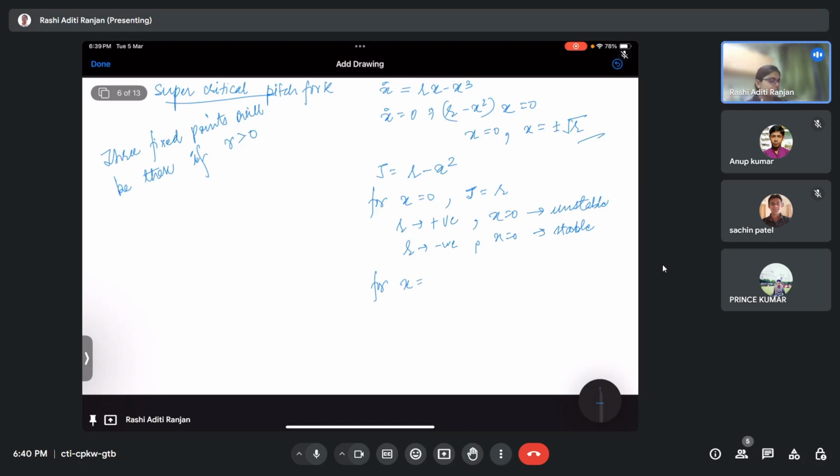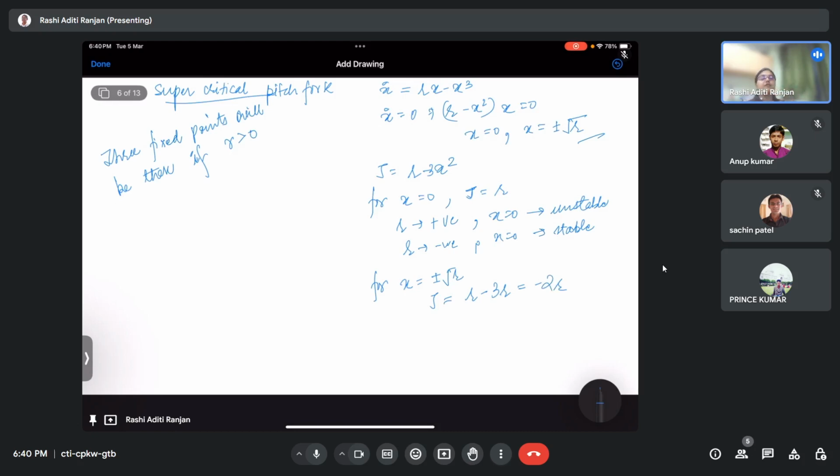Okay, and similarly for x equals, you can consider both plus minus root r together, because your Jacobian is r minus x square. Whether you consider plus under root r or minus under root r, the Jacobian is going to be the same. So for x equals plus minus under root of r, my Jacobian is given as r minus, okay, I missed a 3 over here, right? 3r, which will give me minus 2 times r.